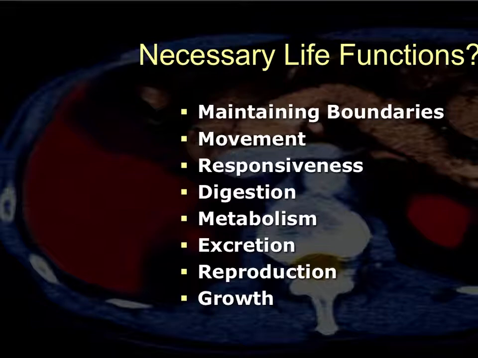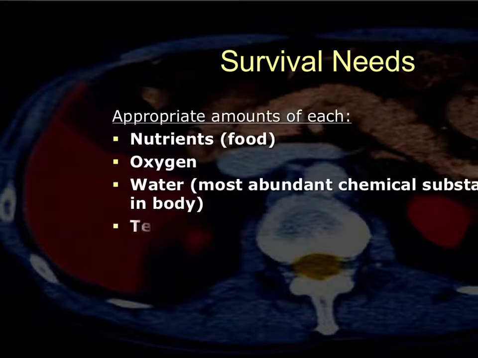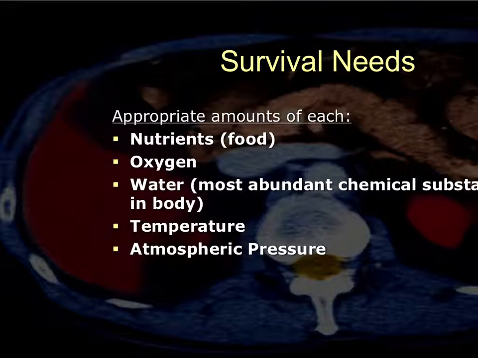And we'll talk as we go through the organ systems about how they help us do these functions. Okay, so the organ systems are going to be responsible for maintaining these life functions. Okay, survival needs. Things that we need to live. Nutrients, oxygen, water, a proper temperature, and a proper atmospheric pressure.